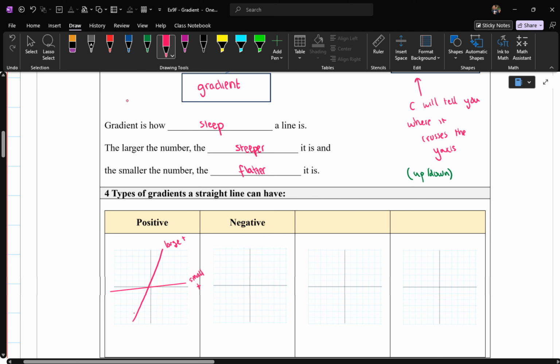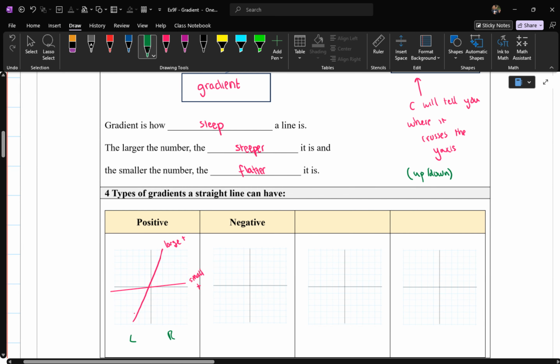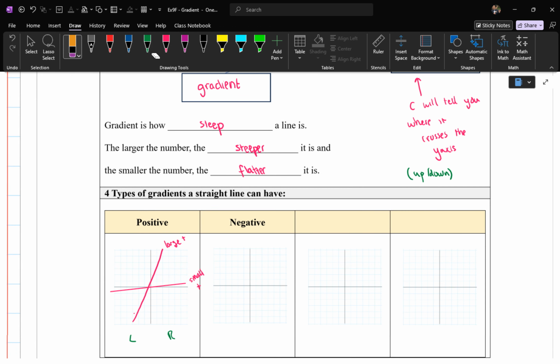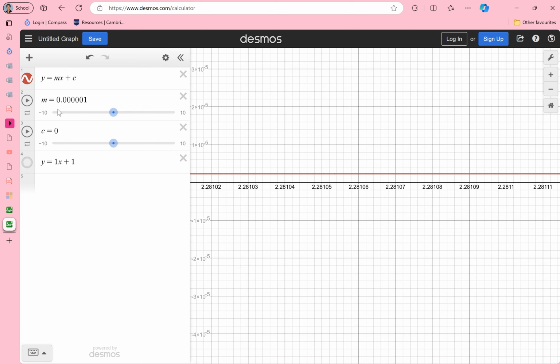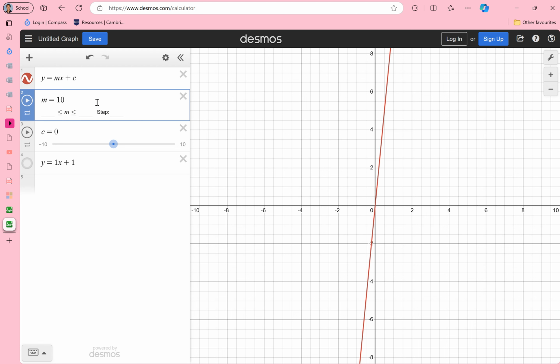But what you can tell is, how do you know it's a positive gradient? Well, from left to right, can you see it's always slightly inclined? Okay, from left to right, it is slightly inclined. That's a positive gradient. So when the number m is positive, it will always incline from left to right. Okay, so if you can see here, if I go back and I change m to be 10, even though it's steep, it's still from left to right, inclining up.